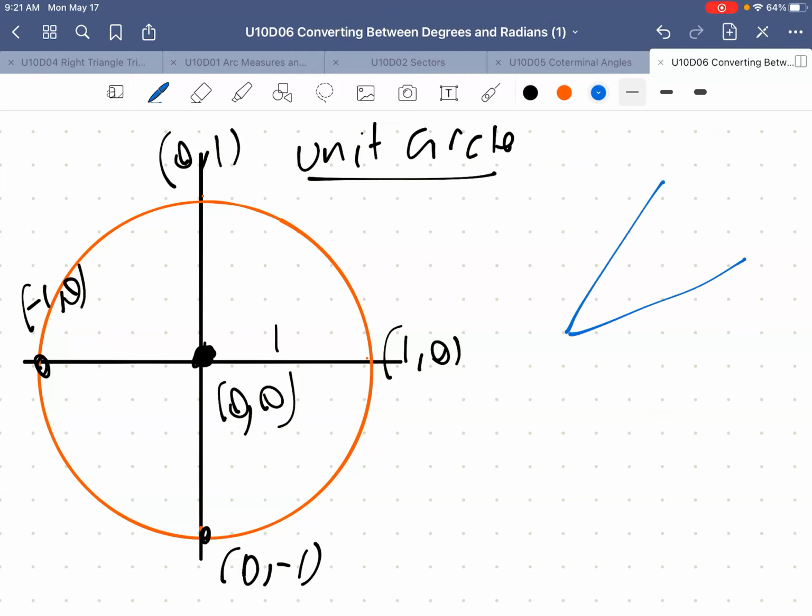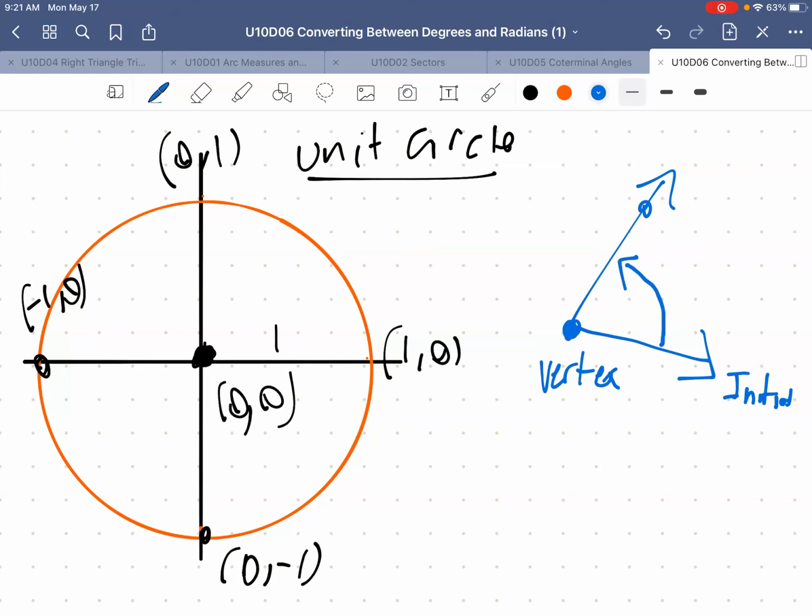Now, an angle is really just two rays. Rays are an endpoint and a direction that goes on forever. And when you connect two of them to the same point, known as the vertex, you get an angle. One of the rays is called the initial ray, which is the starting ray, and then it rotates to meet up with the terminal ray.